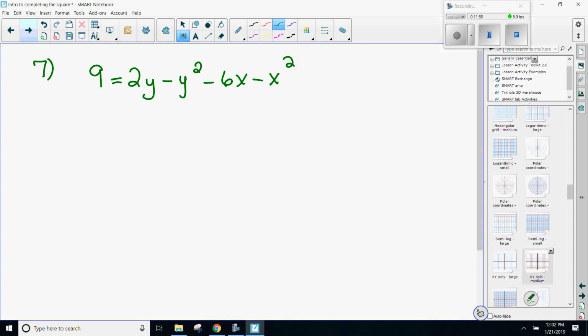Remember, x and y are always positive, so we want to try to make these positive. So I'm going to change the side of the equation. What's that do? Changes all the signs, right? So I'm going to have positive x squared plus 6x, then plus y squared minus 2y equals -9. I moved everything to the other side by changing the sign.